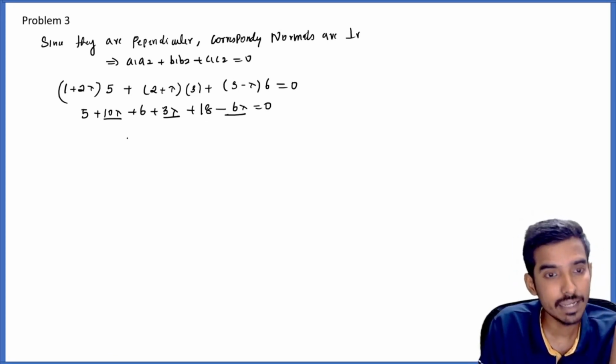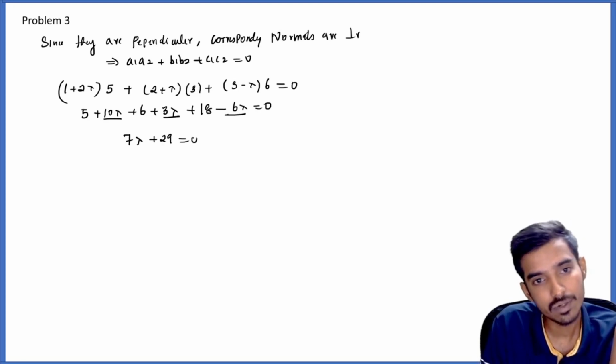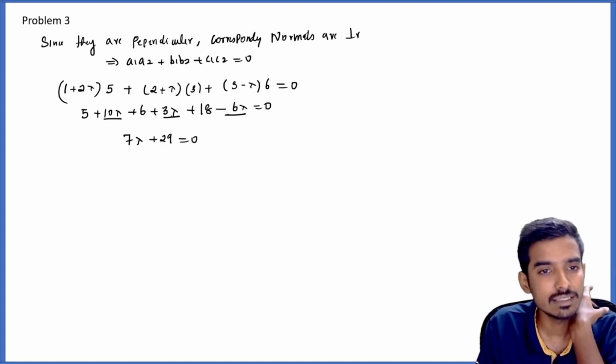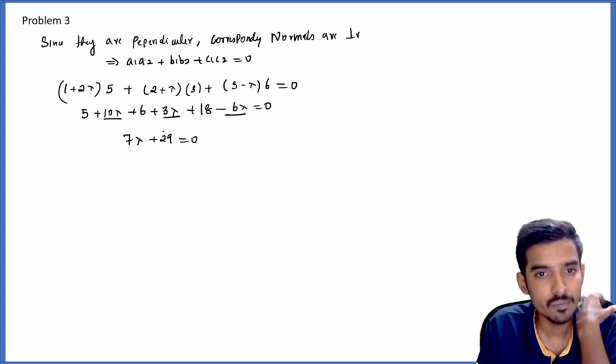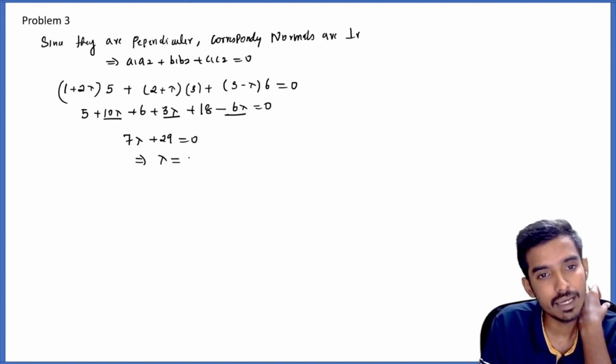So 10 plus 3 is 13, 13 minus 6 is 7, so it will be 7 lambda. And 5 plus 6 is 11, 11 plus 18 is 29. So 7 lambda plus 29 is equal to 0. This implies lambda is equal to minus 29 by 7.